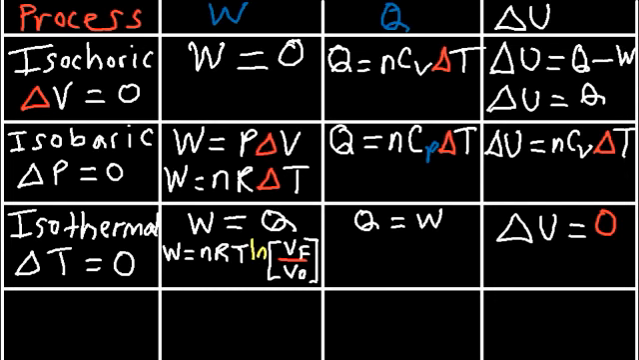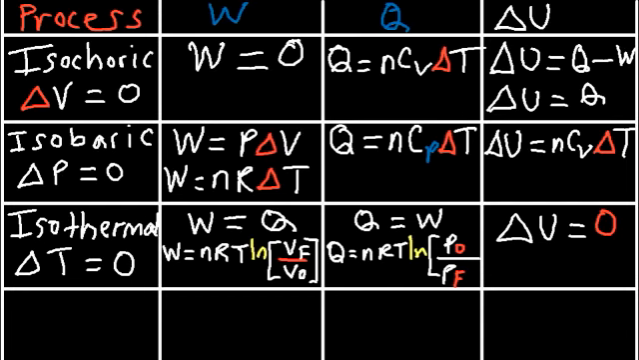Another equation that you can use is in terms of pressure. Keep in mind, if you want to find Q, it equals this as well. But you can also use this equation. It's equal to nRT times the natural log of the initial pressure divided by the final pressure.